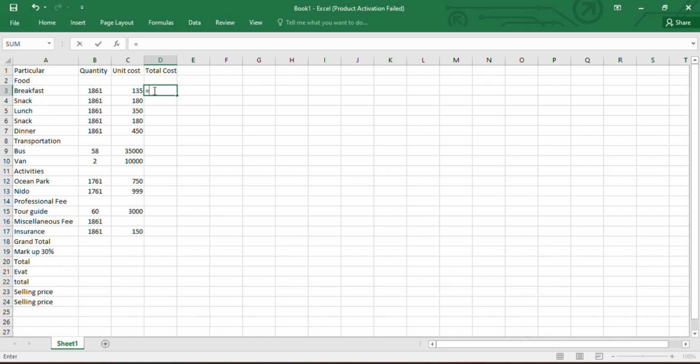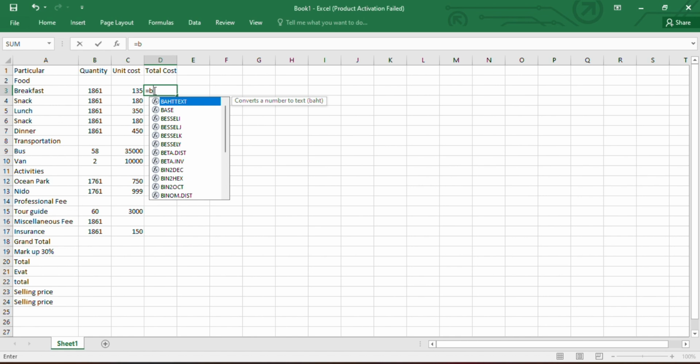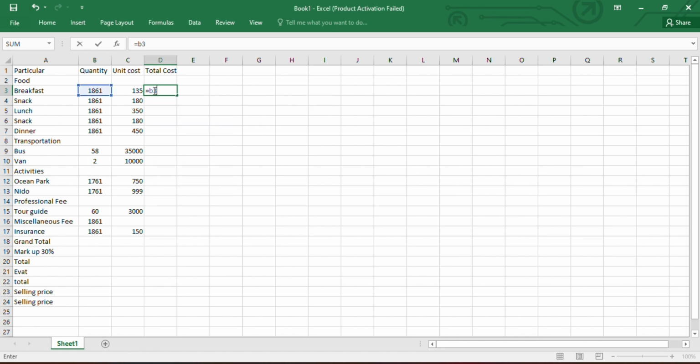Alright, next up is we're going to compute. So we're going to use multiplication for our computation. So first, we're going to set A equals to B3 times C3, and that's it. You get the answer. And I'm going to just go all the way down there, so all of the cells in the Excel can be computed.